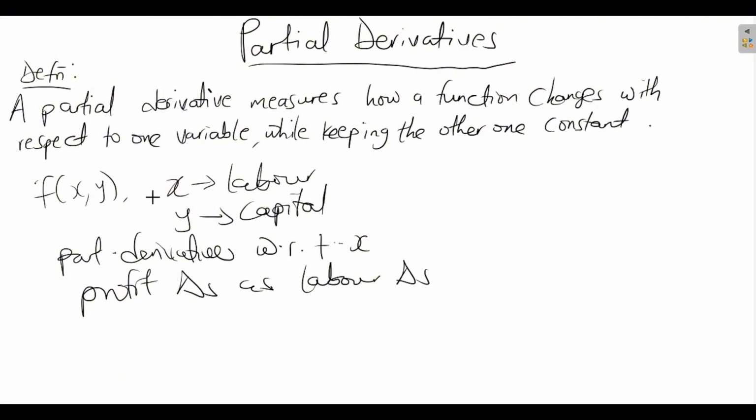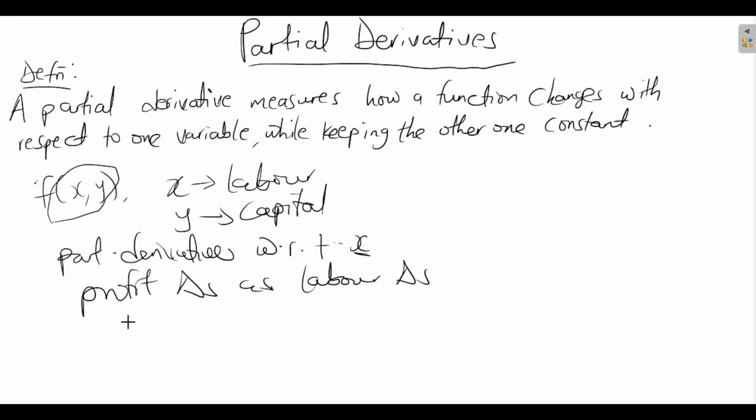That's what we said. We said x is labor. So if you take the partial derivative of f with respect to x, it means we want to see how the profit function changes as labor changes. It's the same way for y. If you take it with respect to y, you want to see how the function changes as capital changes. So mostly we are measuring the rate of change of a function with respect to a particular variable.